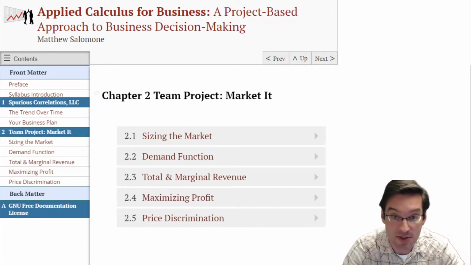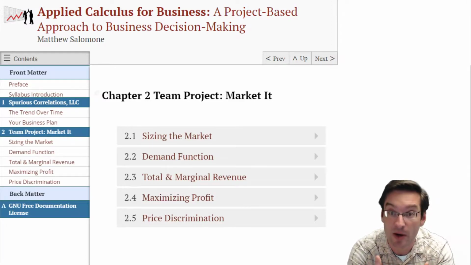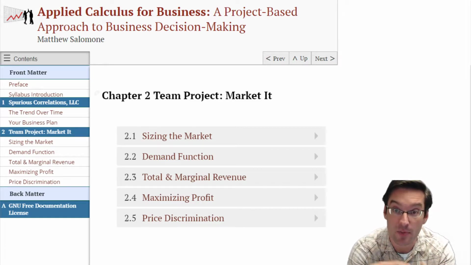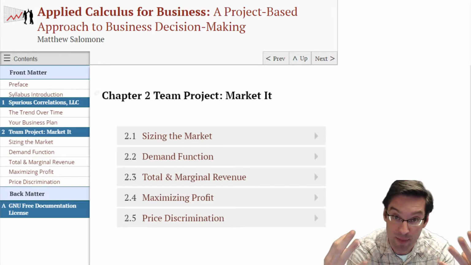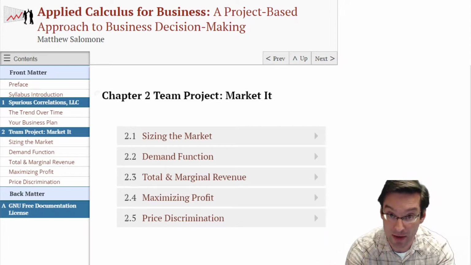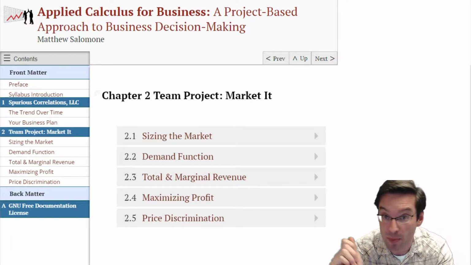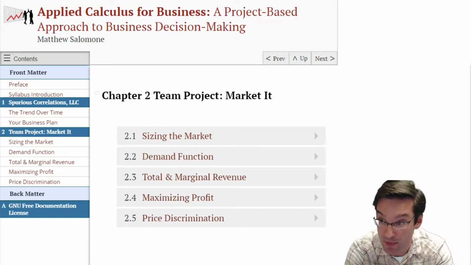The first decision point is called sizing the market. In sizing the market, we're going to take the test market data and try to extrapolate from the small test markets out to the bigger national market for your product. The second decision is the demand function decision. It's where you're going to actually come up with a formula for a best fit function to model the demand for your product, the relationship between the price you want to charge and the quantity that you will sell on the national market at that price.